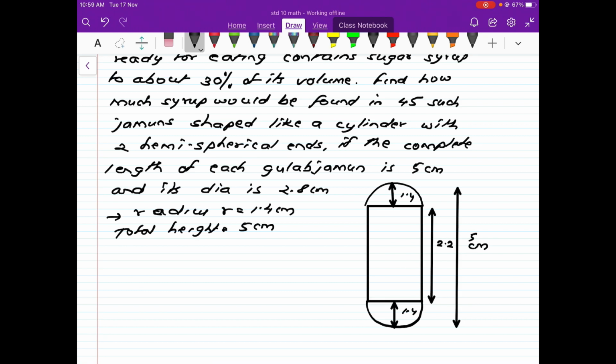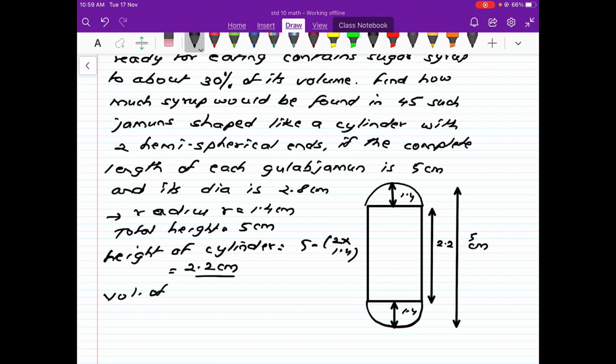So from this what we have to do is we have to subtract, because we have to find the height of the cylinder. So we will say the height of the cylinder means 2 times it has to be subtracted. So it is 5 minus 2 into 1.4. So the height of the cylinder is coming as 2.2 centimeters. Okay, so now for finding the volume of the gulab jamun.